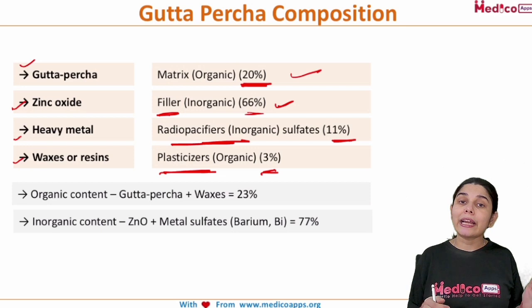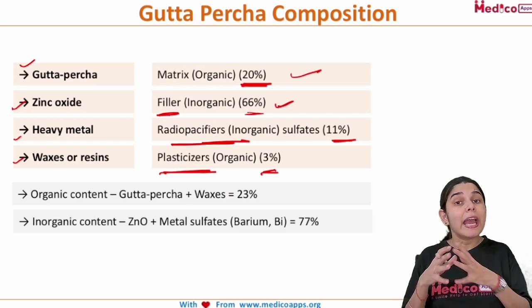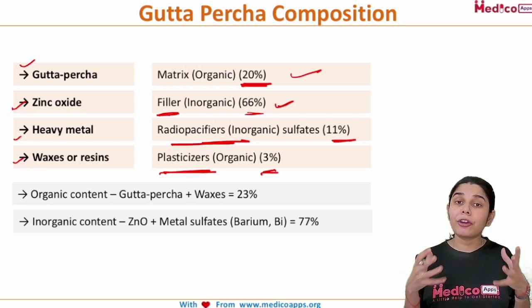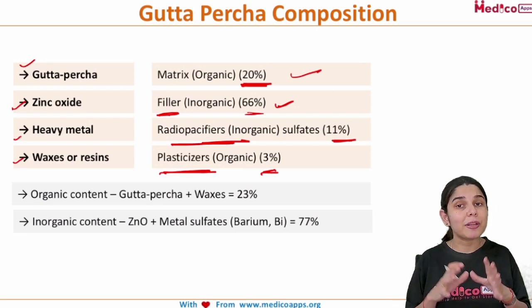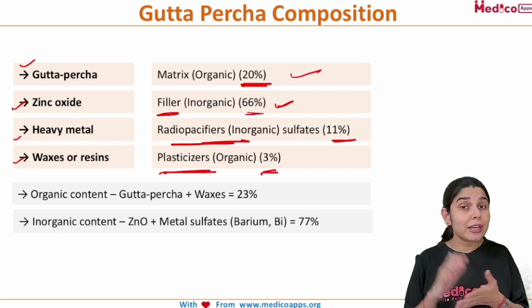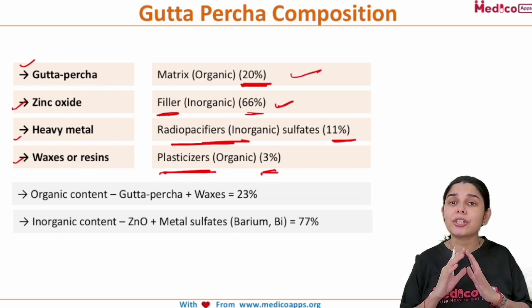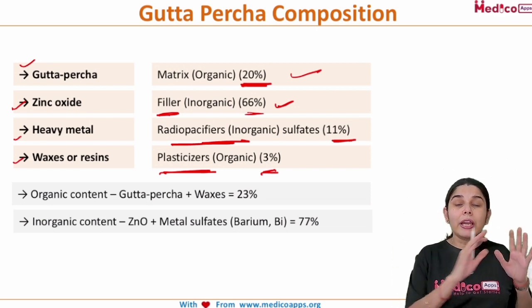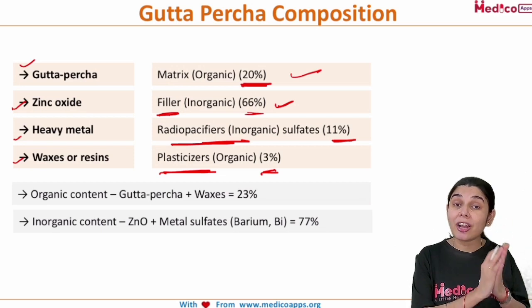Then comes the third component, that is the heavy metals. Heavy metals are radio opaque or radio opacifiers, and they are just present as 11%. And waxes or resins, they are present as plasticizers, and they are just present in 3% amount. Now, this was the basic composition.